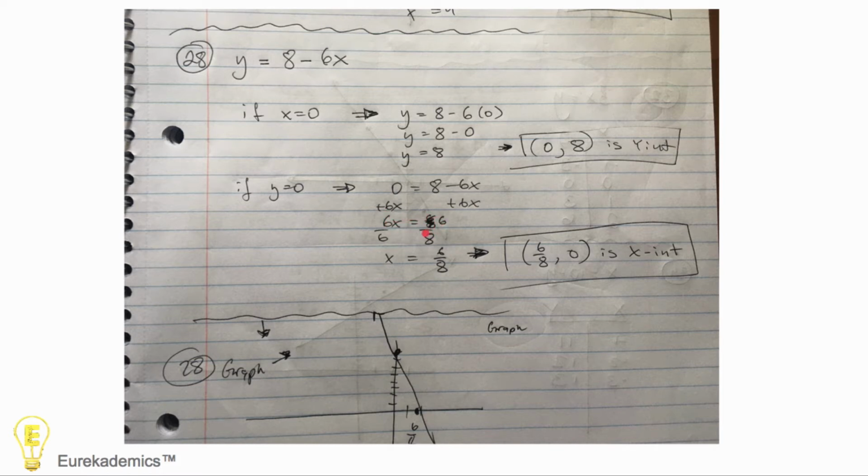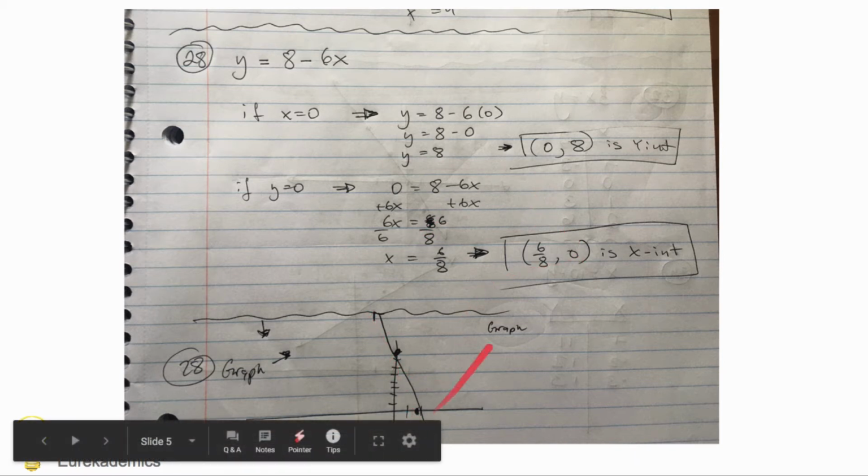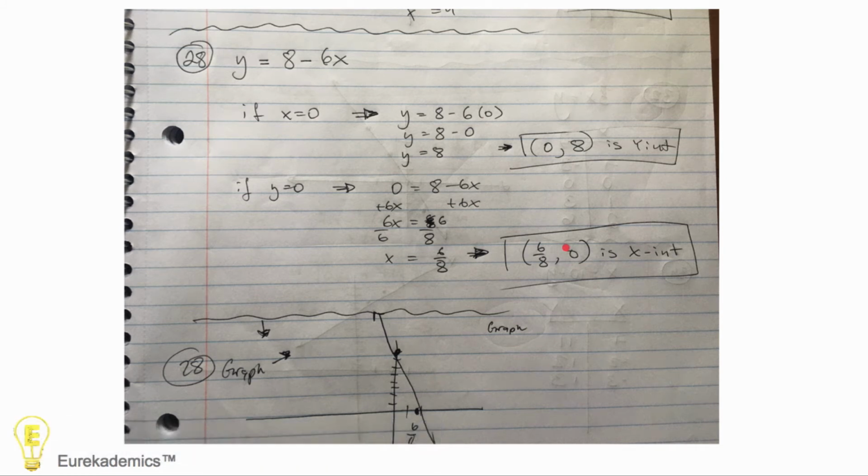I have a typo. And then we divide by 6, and x shall equal 8 divided by 6. This is correct, but this is a typo. Our x-intercept is correct, 8 over 6, comma 0, and then we graph it. Give you a moment to catch up.